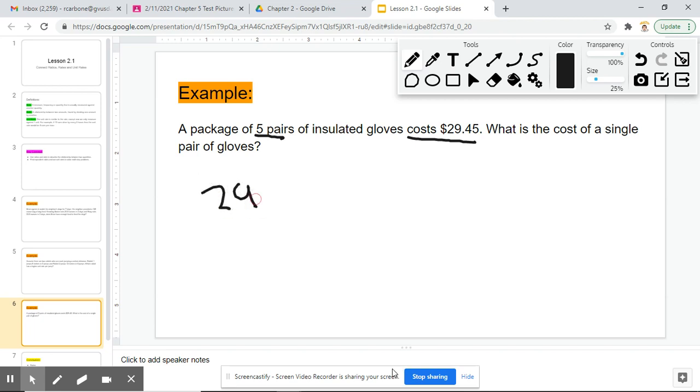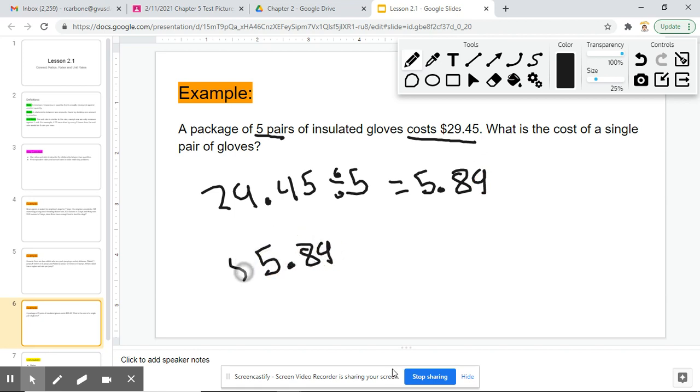What we could do is 29.45 divided by 5. And we'll find out what we get here. It should be right around 6. 29.45 divided by 5 is equal to 5.89. So that means a single pair of gloves costs $5.89.